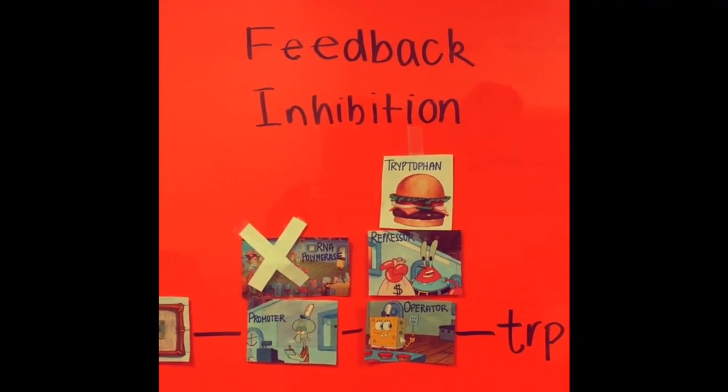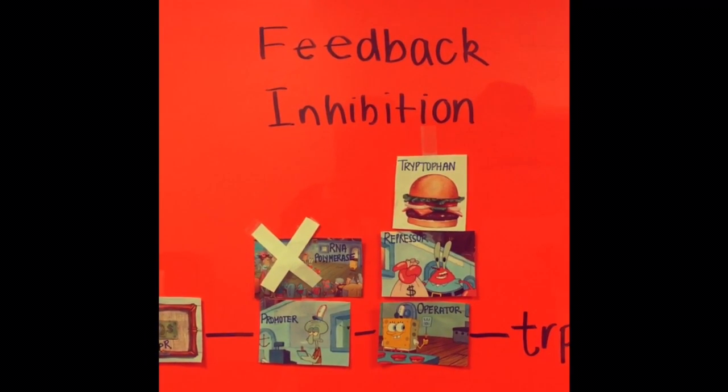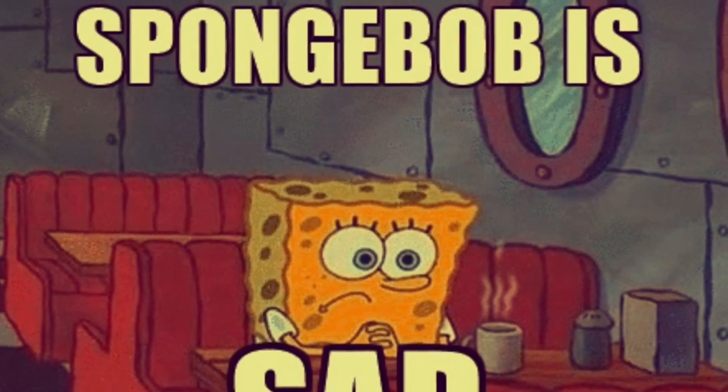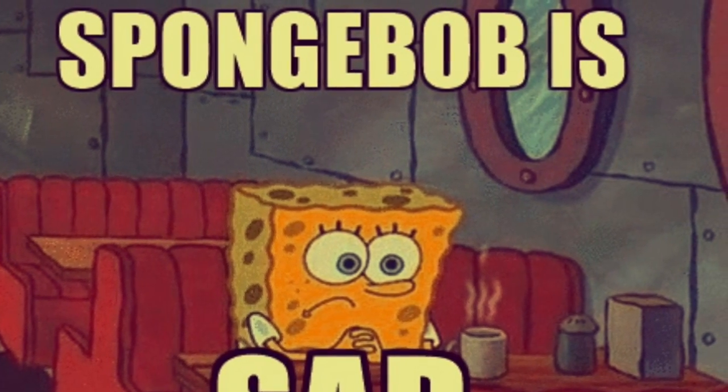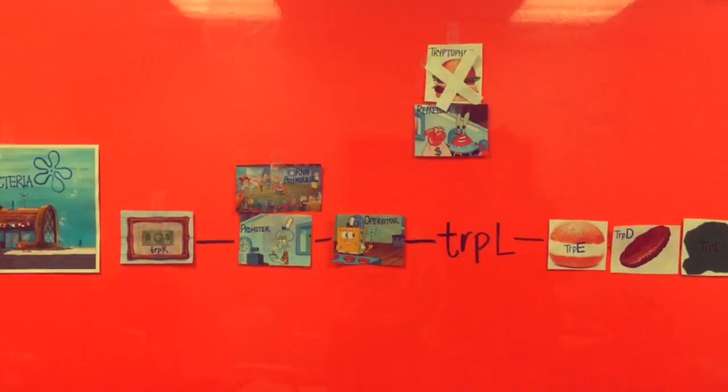Once Mr. Krabs is bound to SpongeBob, the customers will be unable to buy any more Krabby Patties, and the operon will be turned off. In the next example, there's no tryptophan in the environment, so SpongeBob has to make his Krabby Patties.